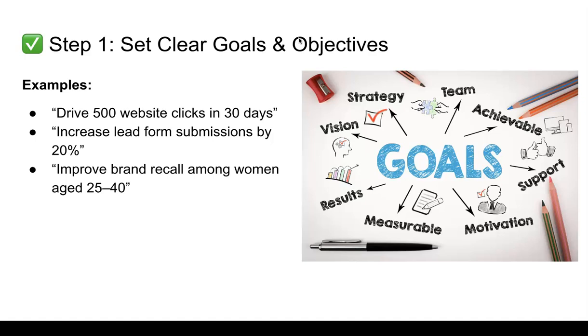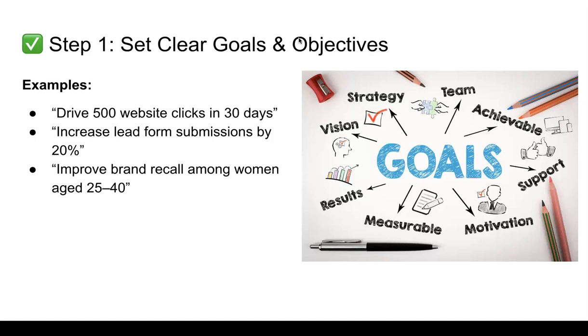Step 1, set clear goals and objectives. Start with the outcome in mind. Are you trying to grow brand visibility? Are you trying to drive sales? Are you trying to capture leads? Your goal will shape every decision, from the platform choice to the copy tone. Keep them specific, measurable, and tied to the business impact.